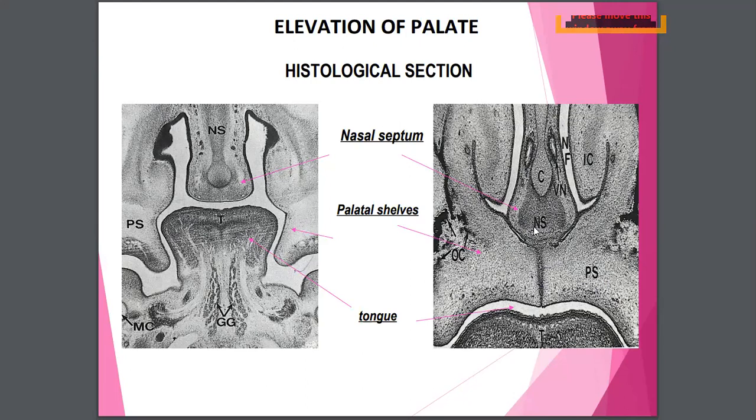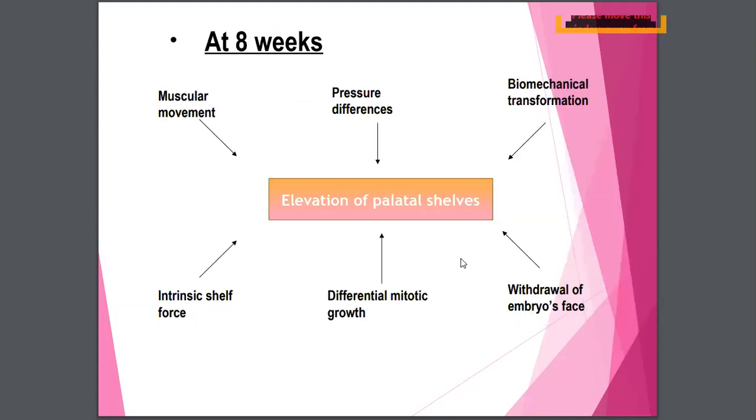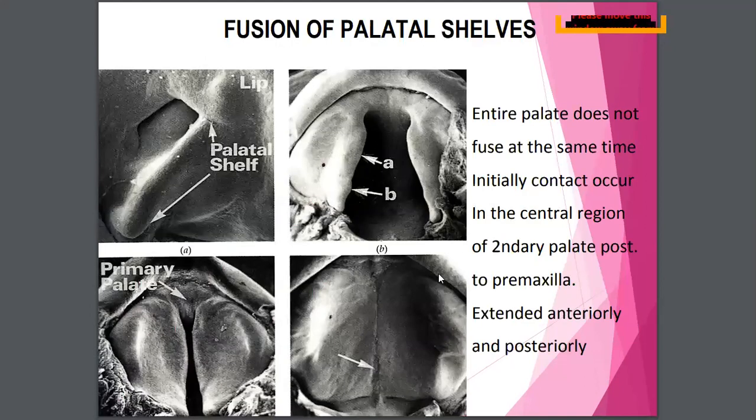This particular area is the premaxilla region where we have 4 incisor teeth, and this is the complete palate, and we will have this Y-shaped line of fusion. So this Y-shaped line of fusion, if it is not fused properly, then we will get different degrees of cleft palates.